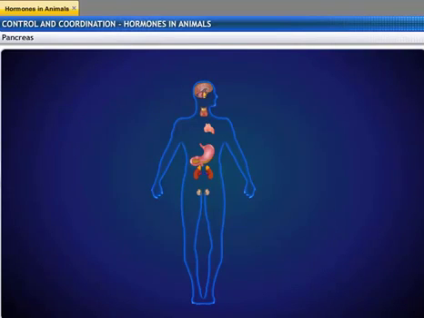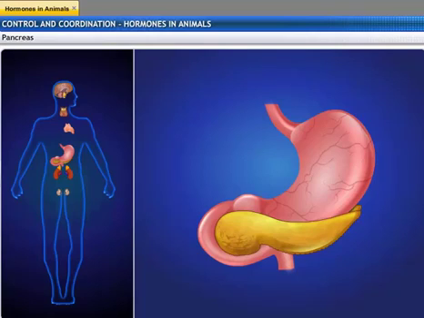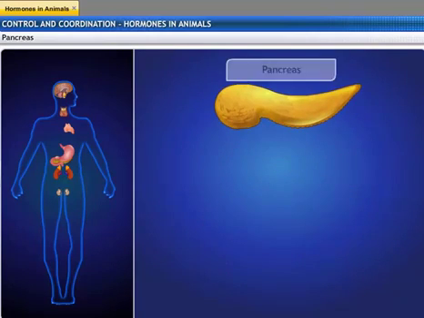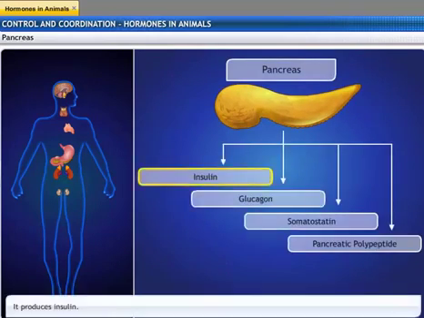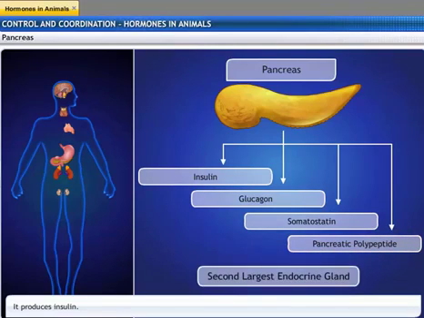The pancreas is located just below the stomach within the curve of the duodenum and secretes hormones such as insulin, glucagon, somatostatin, and pancreatic polypeptide. It is the second largest endocrine gland.